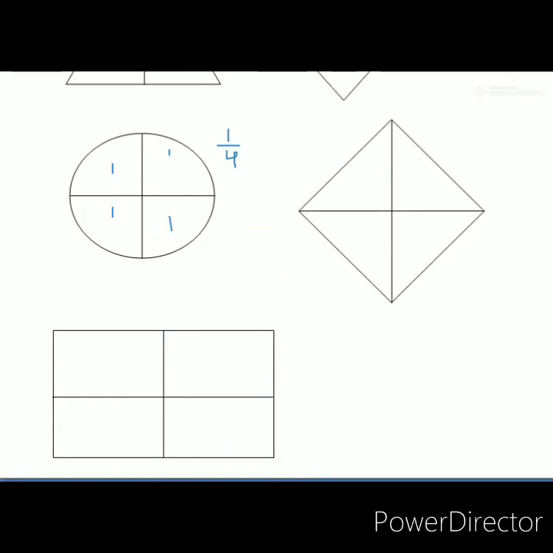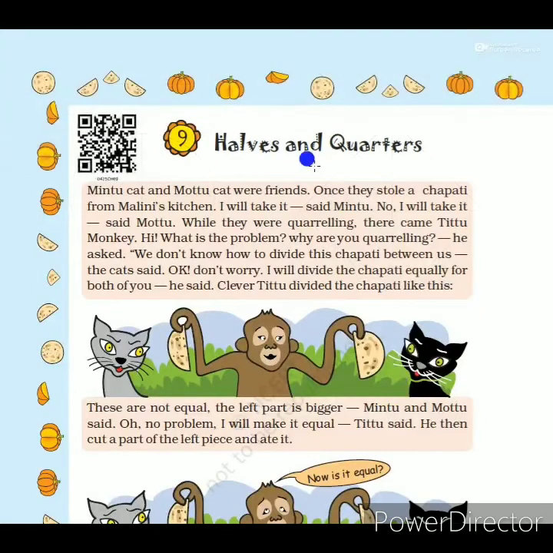Now we will move to our textbook, starting with a story. Now see what is the story. See, this is the story given in this textbook. Mindu cat and Motu cat were friends. Once they stole a chapati from Malini's kitchen. I will take it, said Mindu. No, no, I will take it, said Motu.